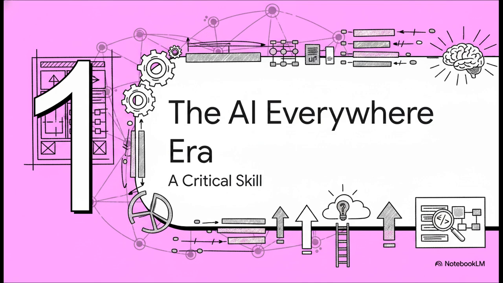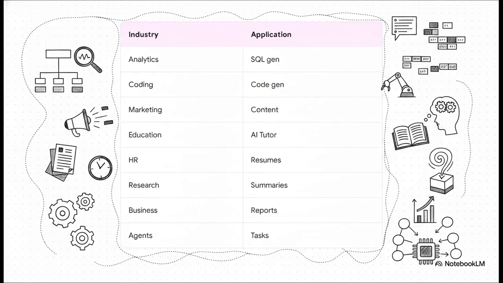Section 1. The AI Everywhere Era. Prompt engineering is no longer just a niche hobby. It's a critical architectural skill for the modern workforce. Seriously, look at how fast this has spread. It's like wildfire.